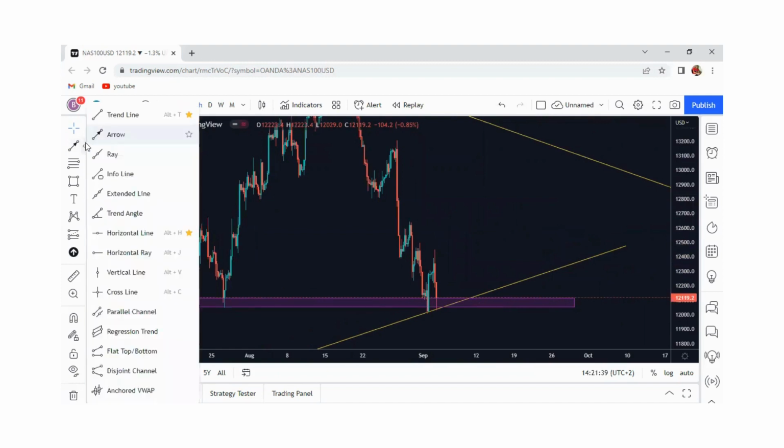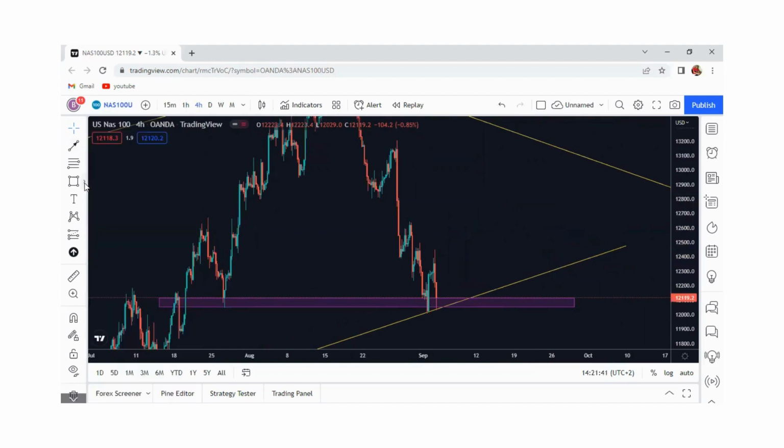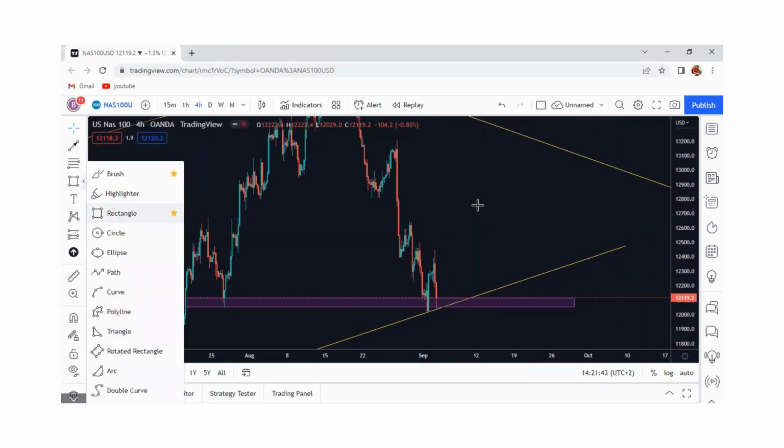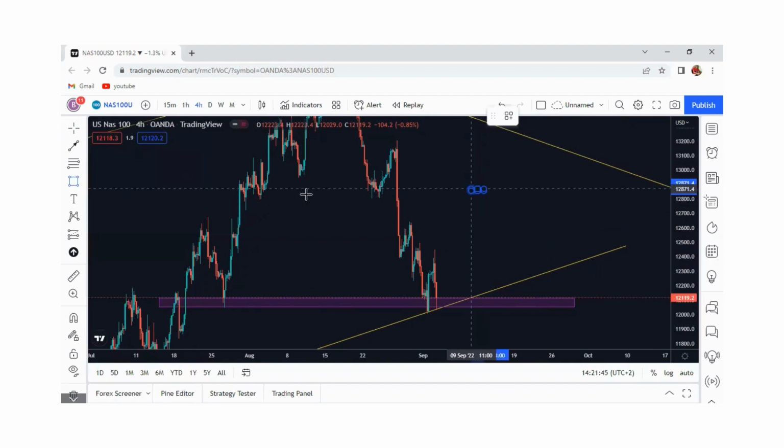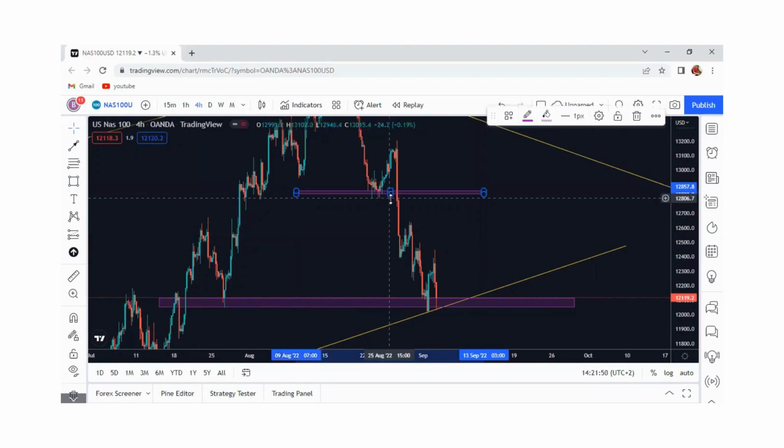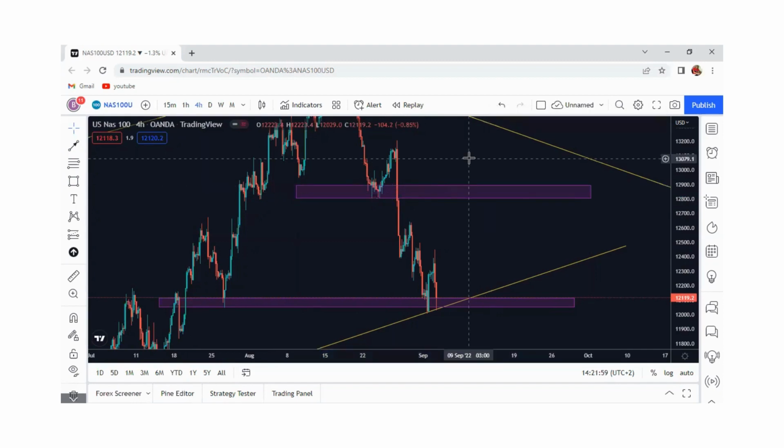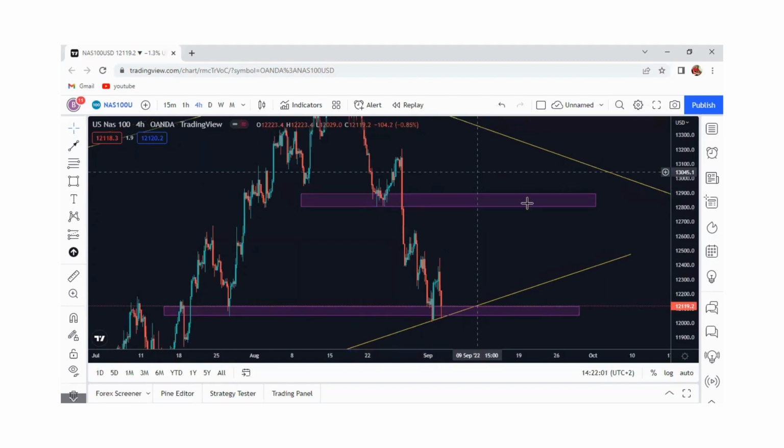So I'm very patient. Not in a hurry. There are too many pairs. So if it breaks the zone here, that's when I'll start to look for buy opportunities if it breaks the zone here. But for now, I'm gonna wait for it to move in a reversal pattern manner.